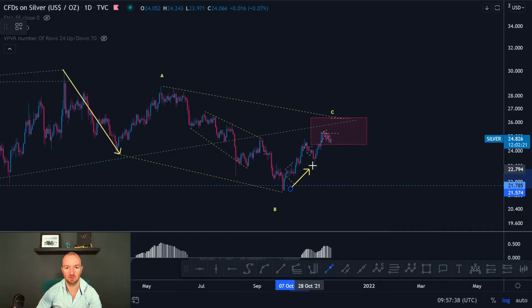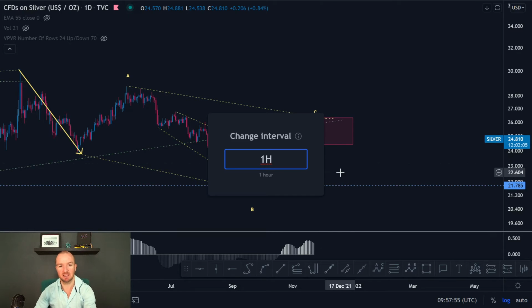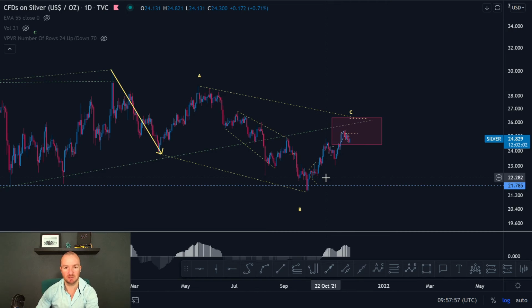We called for a move up into the 24.50 all the way up to 26 zone. That would be our sell zone. I would really prefer to get up to that 26 zone to turn around, because that gives us more certainty in the turnaround. But what we're seeing on the hourlies is an indicator of a potential turnaround in silver this week.